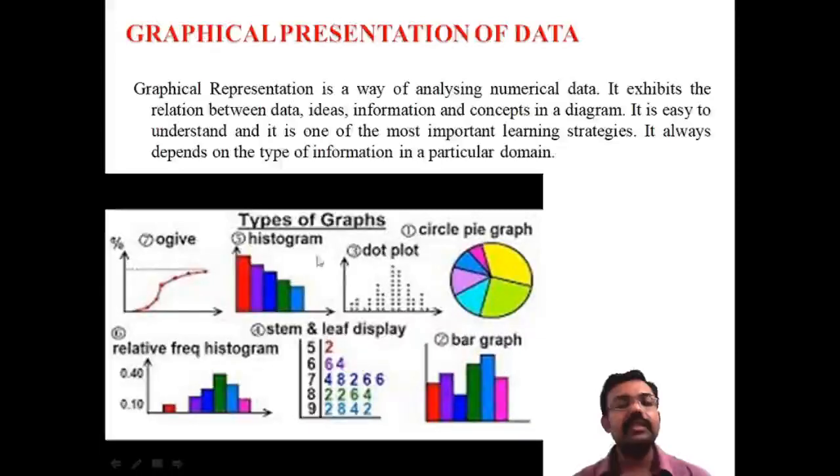There is a lot of graphical representation for the data. These are examples regarding the types of graphs. The term is always known as graphical representation, which means you are presenting the entire information through a diagram. So the graph is known as the graphical representation.